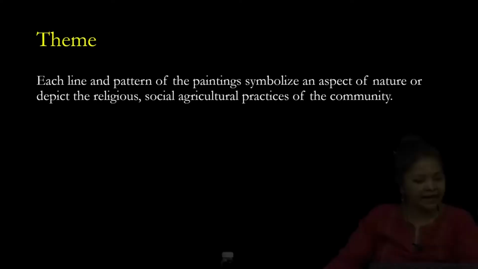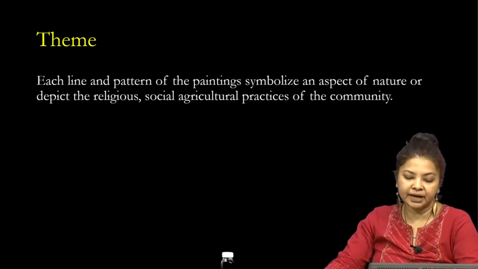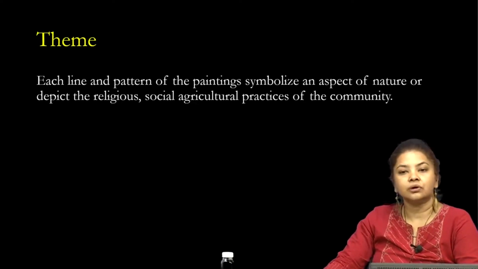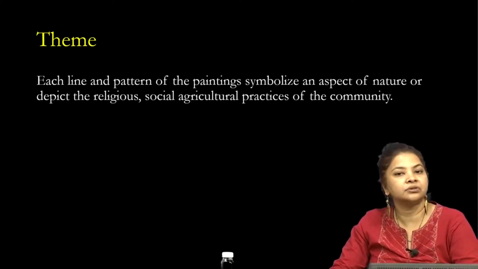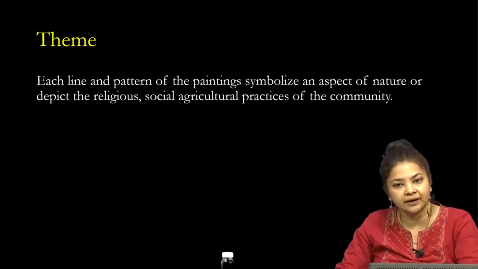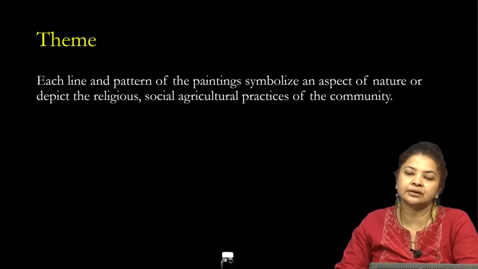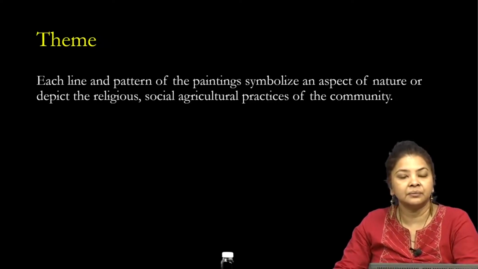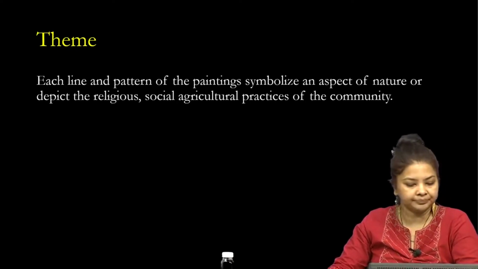Themes: each line and pattern of the painting symbolizes an aspect of nature or depicts the religious, socio-agricultural practices of the community. So, the Devaru community of Karnataka are very close to nature, and this is also depicted in the art form like many other art forms of India. We have seen previously in Gond art, in Worli art, in Madhubani art that the artists depict whatever they see around them. Same is for Chittara.